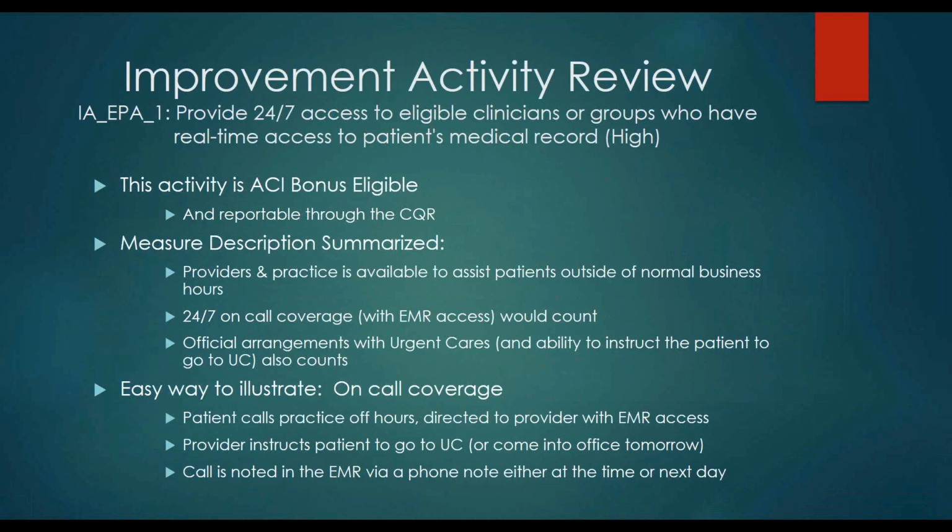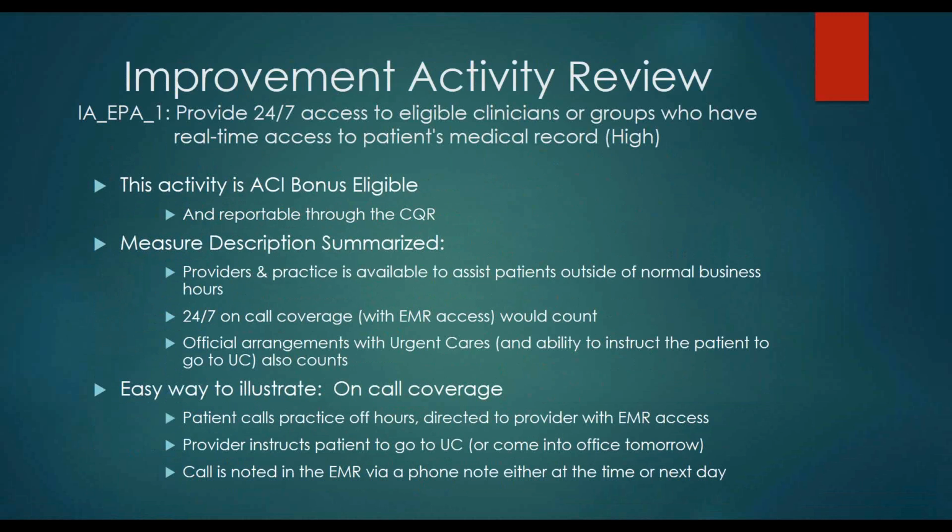The first one we're going to look at is improvement activity EPA_1. So that's the expanded practice access subcategory. What it's looking for is that you provide 24/7 access to eligible clinicians or groups who have real-time access to the patient's medical record. This is a good one to target if you do it, because it's available as an activity you can attest to through the CQR, meaning it is available for those 10 ACI bonus points.